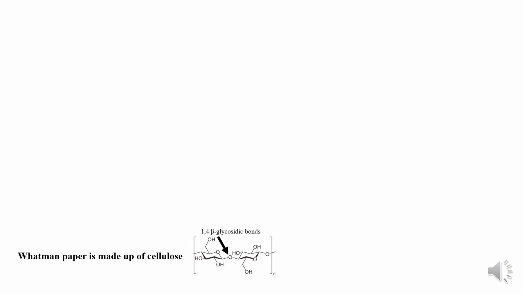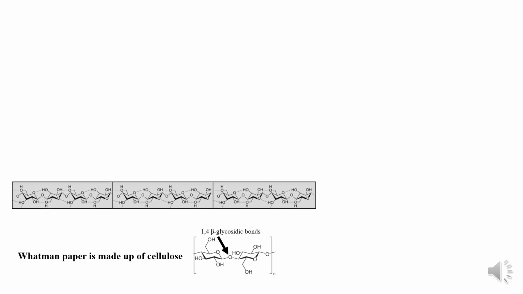Now Whatman paper is made up of cellulose. And what is this cellulose material? Cellulose is a polymer. It is a polysaccharide where the D-glucose units are held together by 1,4-beta glycosidic linkage.